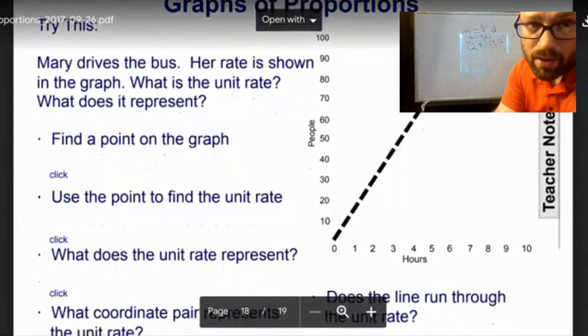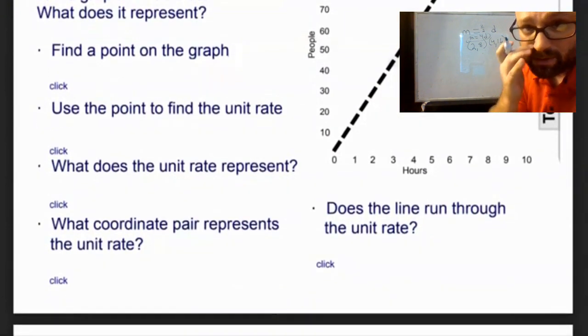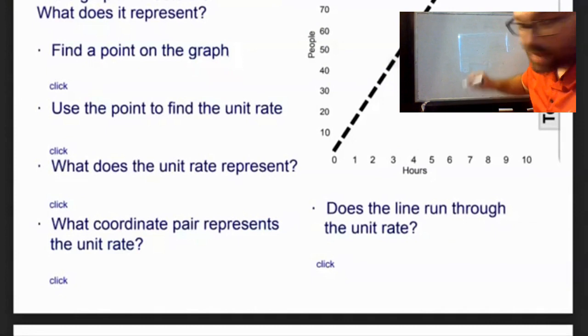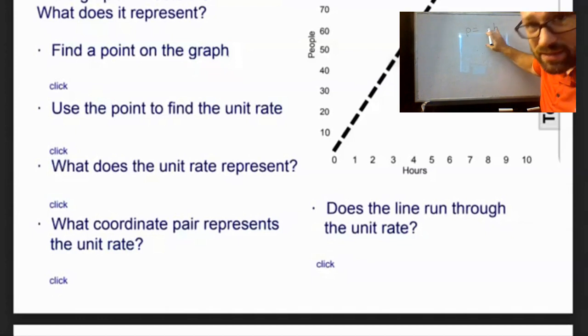All right, now Mary drives a bus. Her rate is shown in the graph. What is the unit rate? What does it represent? So our y-axis is P, and ours is our x. So P equals whatever their unit rate is times h.